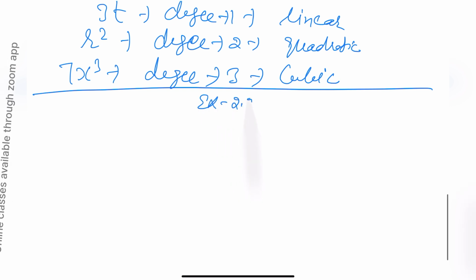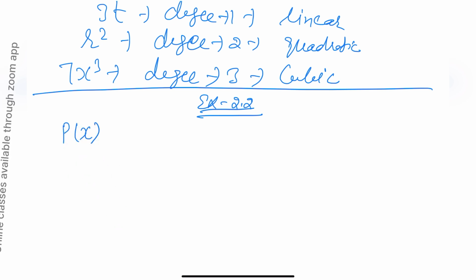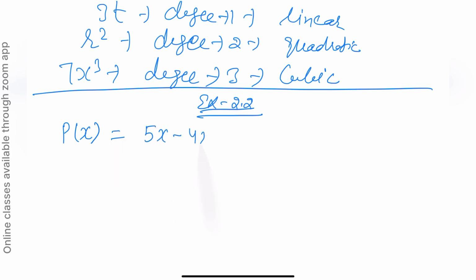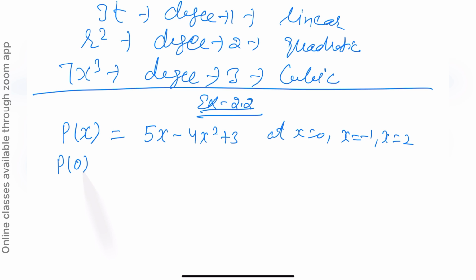Now exercise 2.2. We have given the polynomial. Polynomial we can write as p of x, because it means polynomial in variable x. We have given 5x minus 4x square plus 3, at x equals 0, x equals minus 1 and x equals 2. We need to find the values at these points.